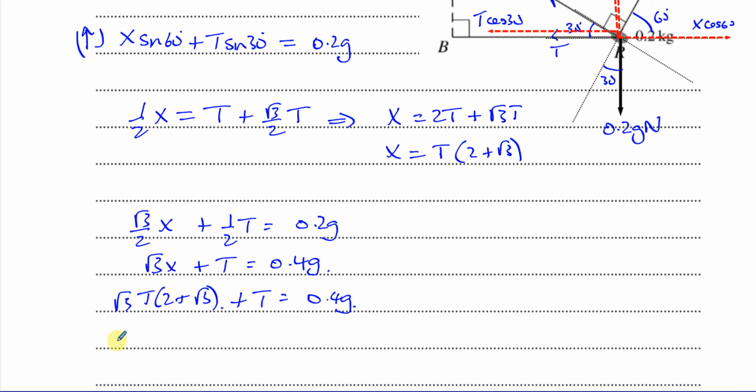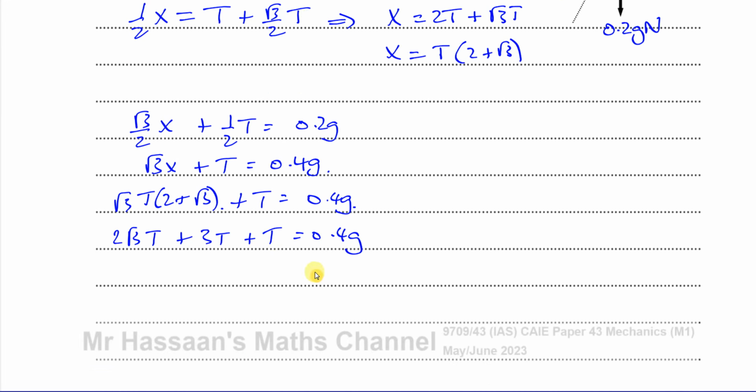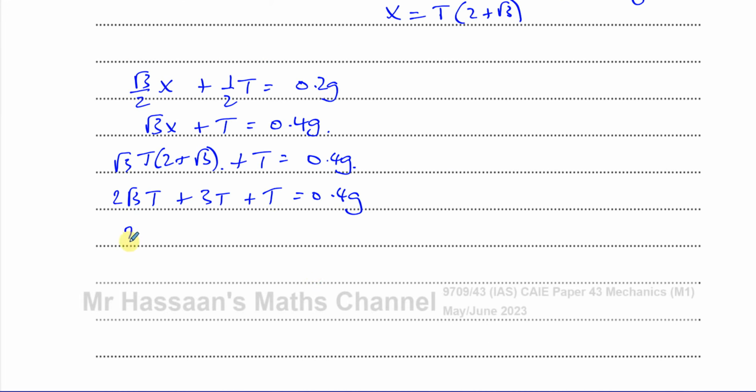So if we expand this, you're going to have 2 times root 3t plus root 3 times root 3 is 3, plus 3t plus another t equals 0.4 g. So I'm going to have here 4t, so 2 root 3t plus 4t equals 0.4 g. So I can say t times (2 root 3 plus 4) equals 0.4 g.